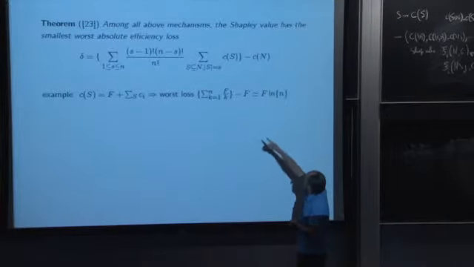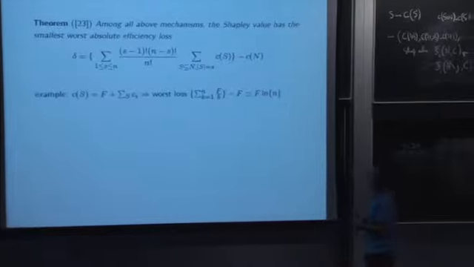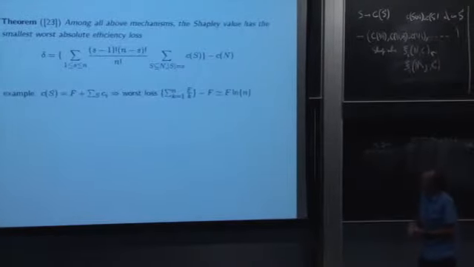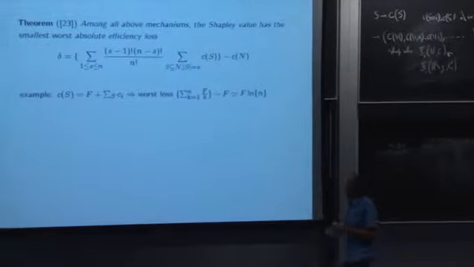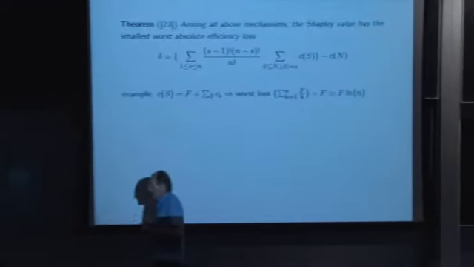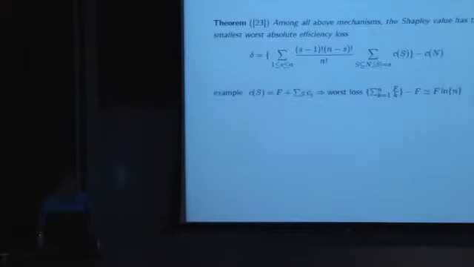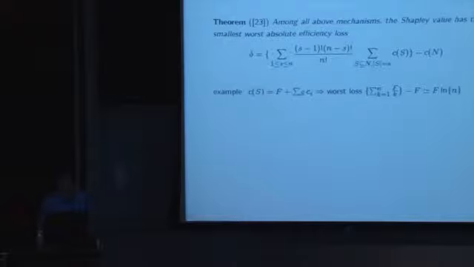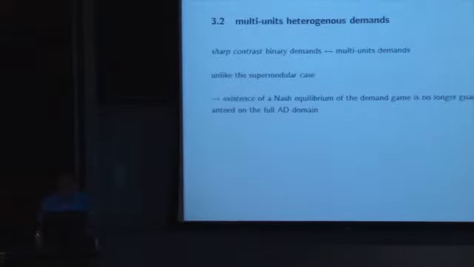Then the worst loss you get is essentially log of n times the fixed cost. So, okay, that's not too great, but that's not too bad. But the funny thing is that it pinpoints the Shapley value. Now, I don't have time to go through this section. Again, the slides are available and we can discuss them.